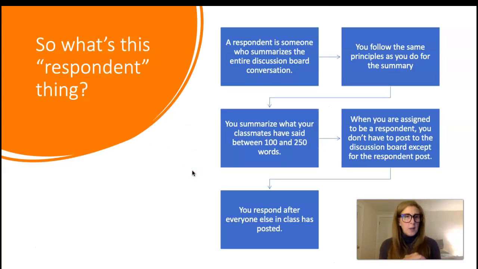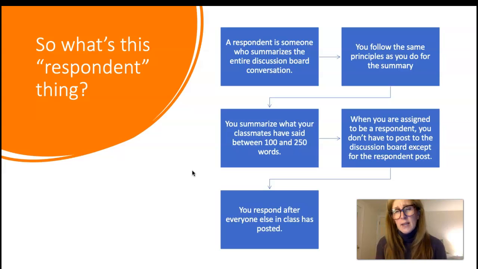The last thing I want to talk about is what a respondent is. Summarizing and a thesis, you must have heard of those someplace. But a respondent maybe you haven't heard of. So in our class, a respondent is someone who summarizes the entire discussion board conversation. Essentially, you follow the same principles as you do for the summary. Make sure you read all of your classmates' stuff, come up with an opinion about what the big ideas were. Make sure you include enough details so that we can tell what you're talking about.